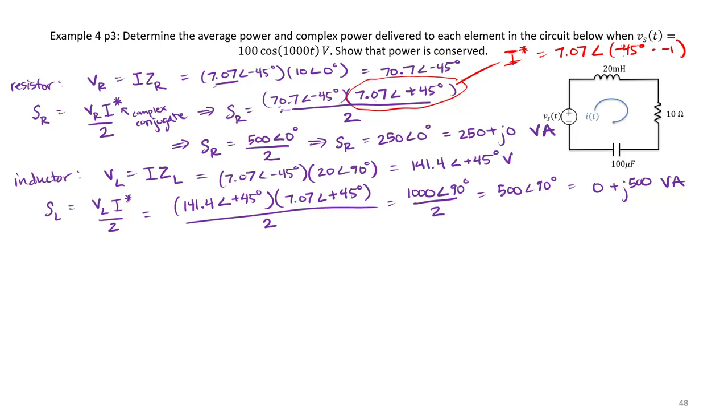Notice how the complex power for the inductor is completely imaginary, whereas the complex power for the resistor is completely real.